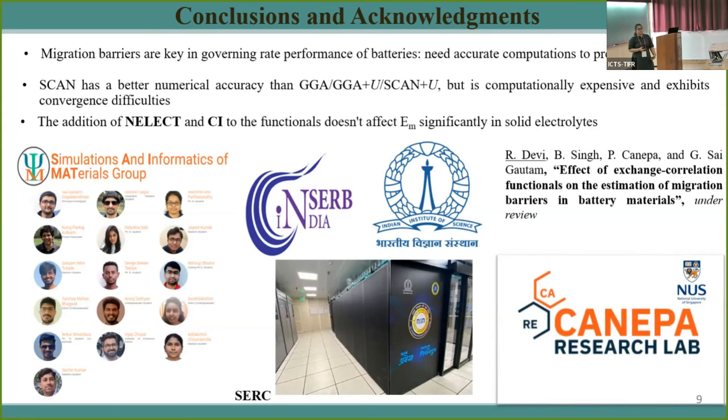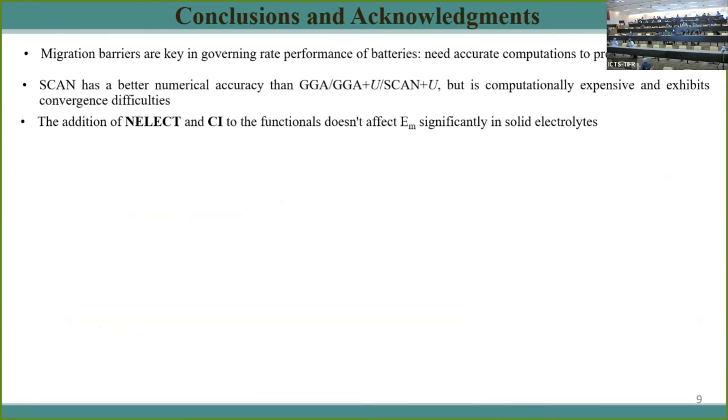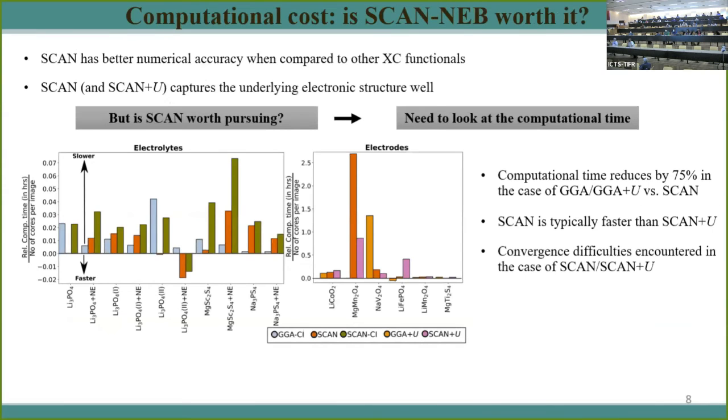Thank you. Questions? When you compare these computational times between various exchange correlation functionals, did you start the NEB with the same initial guess of path? Yes. Now that is one way of comparing things. But what if I do a GGA based NEB and take that guess to start my SCAN? What do you think? Would it not be faster?